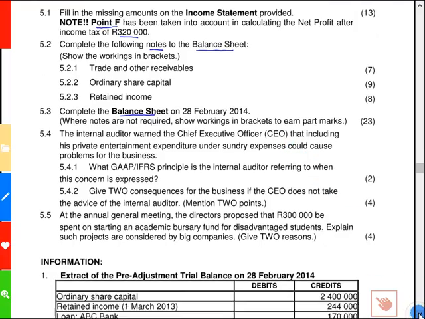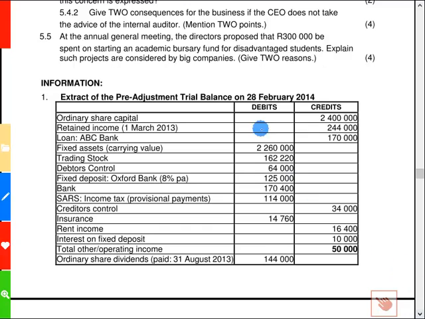Our additional information gives us a pre-adjustment trial balance on 28th February. So that's, in other words, before any adjustments have been made. Remember, we've got the pre-adjustment trial balance, then we do our adjustments. Then we've got our post-adjustment trial balance. Then we do our closing transfers, where we take all our incomes and expenses and we move them into equity, into retained income. And then we've got our post-closing trial balance, which would not have any incomes and expenses. But we're here at the pre-adjustment phase, so we may still have to do some adjustments.